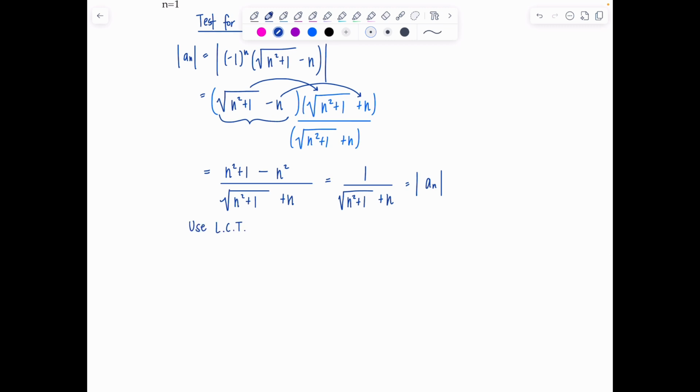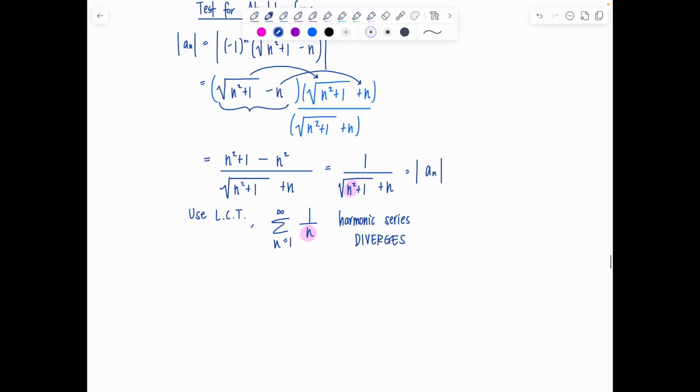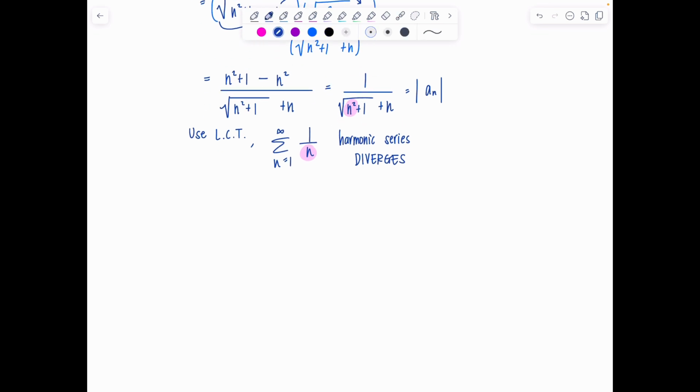And if I'm going to compare it with a series, I'm going to choose the sum n equals 1 to infinity, 1 over n. Because n to the first, that's the highest power that I see down there. And the sum n equals 1 to infinity, 1 over n, you should know this series. This is the harmonic series. And what does the harmonic series do? It diverges. Okay, so that tells me this guy probably is going to diverge. Let's prove it using the limit comparison test.